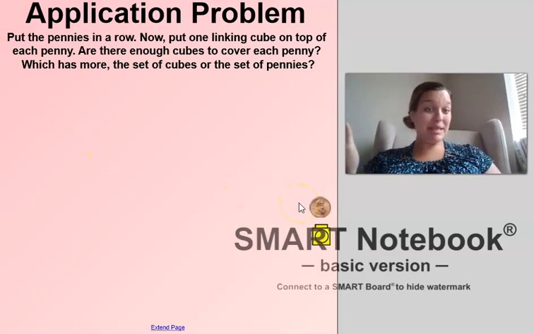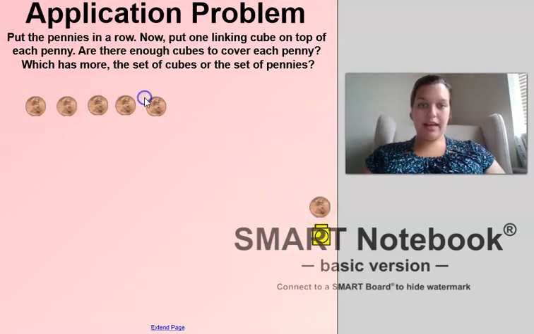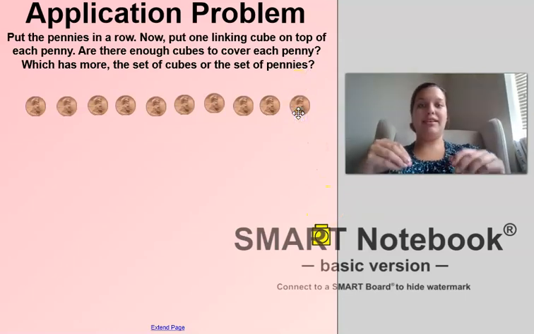And I do not know how many pennies are here. So let's see how many pennies they gave us. Let's count. 1, 2, 3, 4, 5, 6, 7, 8, 9, 10. So they gave us 10 pennies.